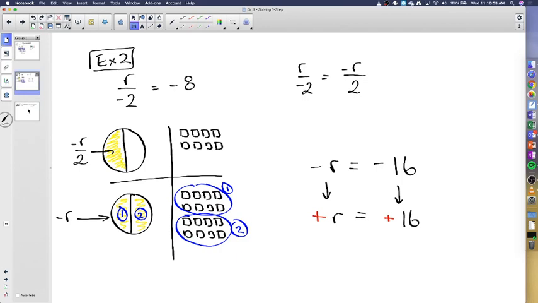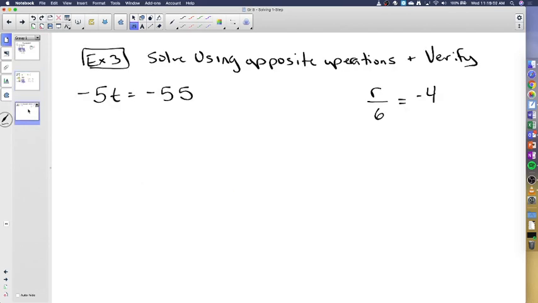All right. Now modeling does work forever, I suppose, if you want to keep drawing thousands and thousands of these things, but eventually you probably want to do a little bit less work. I know I don't want to draw 55 of those ones tiles. Okay? So what I'm going to do is I'm going to solve using opposite operations. So this first equation that I have here says -5 times the variable t is equal to -55. It's -5 times that variable t because the -5 is attached to the variable. It is its coefficient. Remember, a coefficient means a number that's multiplying a variable.